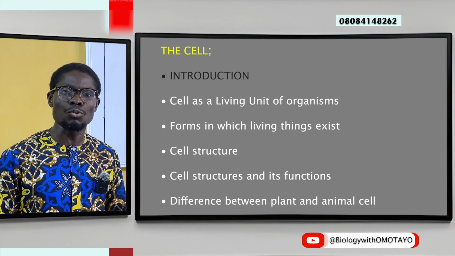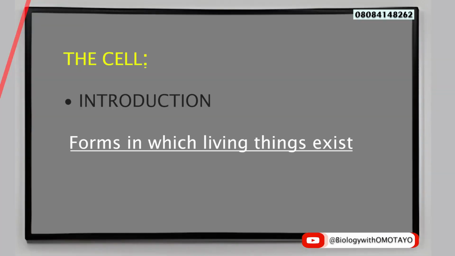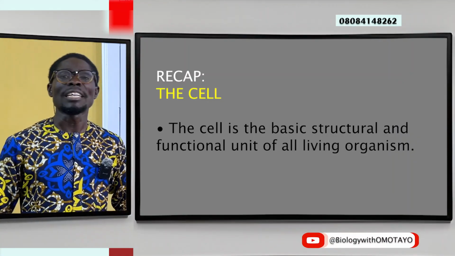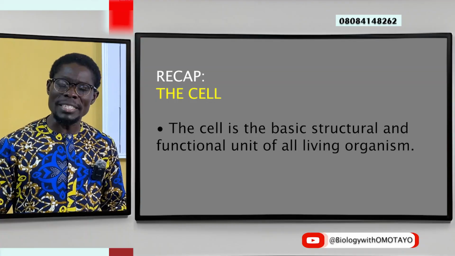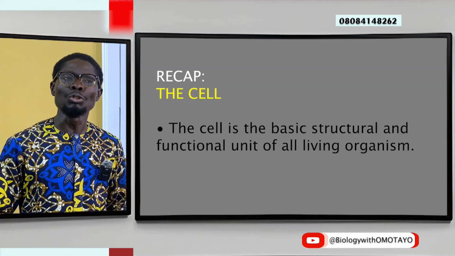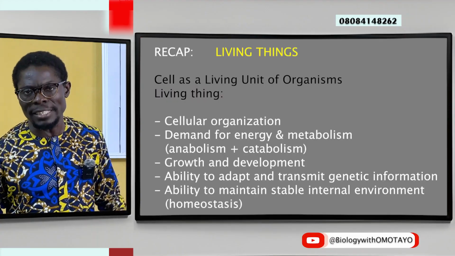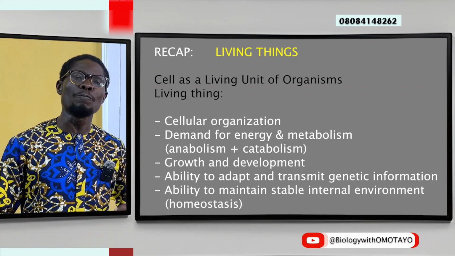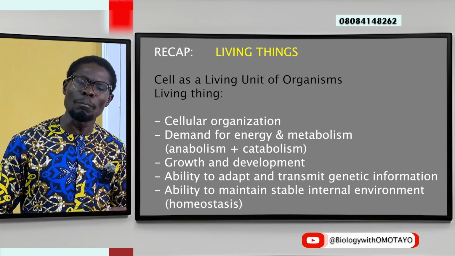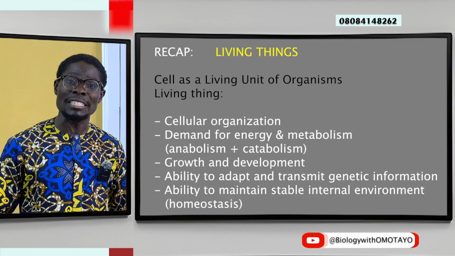So for this class today, we will begin by looking at forms in which living things exist. The last class, we did justice to basic definitions with regards to what a cell is, and summarily put, a cell is said to be the basic structural functional unit of life. Also, last class, we tried looking at what a living thing is, and we were able to highlight a couple of basic things that a thing must possess before it can be regarded as being living.